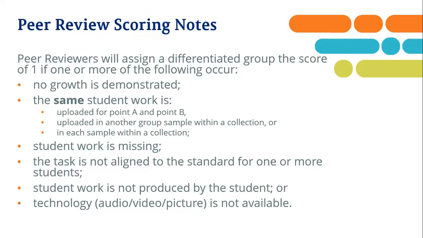If the task and student work is not aligned with the standard or cluster of standards chosen, the work receives a score of 1. If the work is not produced by the student, the work will receive a score of 1. And if the audio, video, and/or picture of student work is not available, the work will receive a score of 1. After uploading each collection, go back and ensure none of these things occur. Something as simple as accidentally uploading the wrong student's work can result in a lower score.